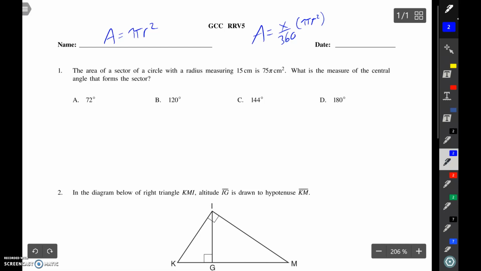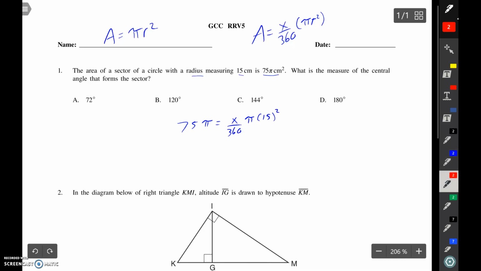of the area. Now, this particular question says the area of a sector with a radius measuring 15 is 75 pi centimeters squared. What is the measure of the central angle? So here they're actually giving us the area and want us to do the formula kind of backwards to solve for the x that would go over the 360. So we set it up exactly what we know. We know the area is 75 pi. And we set that equal to the x over 360 times pi times r squared, which is going to be 15 squared.